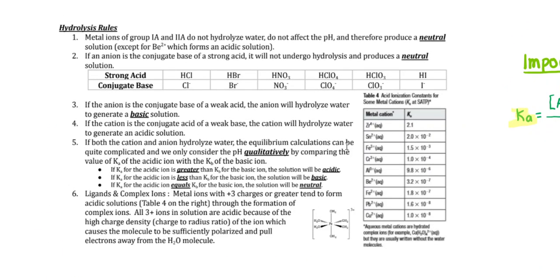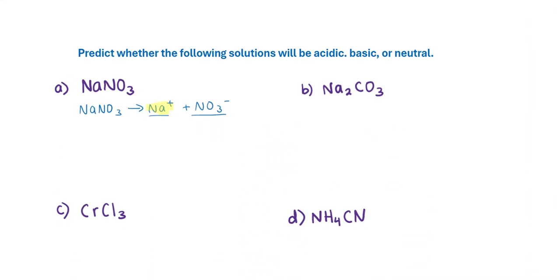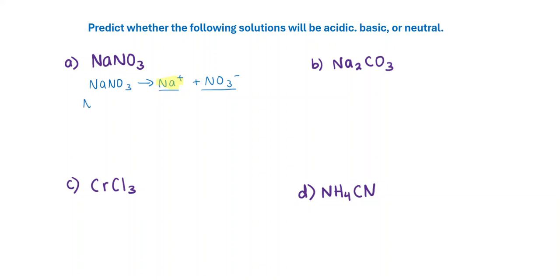So this fits into rule number 1, where it says metal ions of group 1 and 2 do not hydrolyze, therefore they produce a neutral solution. So I'm going to go back down and write Na plus is a group 1 metal, therefore it's neutral. Now let's look at NO3 minus.